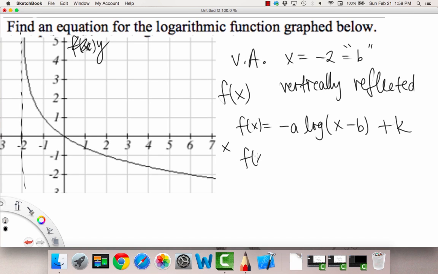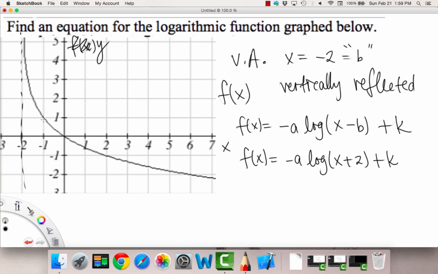So we could say, okay, now we can add to our information. So this is negative a log of x minus a minus 2 turns into a plus 2, and then plus k. Alrighty, so now where do we go from here? How do we figure out a and how do we figure out k? So what we want to do now is just plug a point that we can find on our graph into this function here, and then solve for a and k.